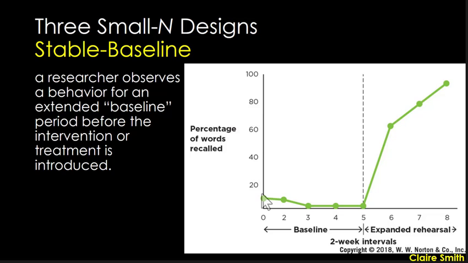So this example is looking at patients with Alzheimer's disease, and they have, I forget the name of it.